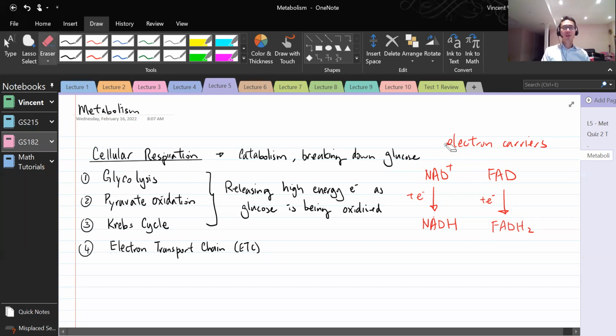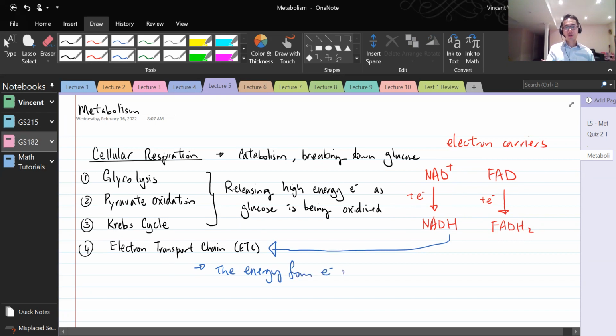Okay. So in the lecture, I said think of these as like taxis. These are like unoccupied taxis, and then the electrons are like the passengers. Once the passenger gets on, it becomes occupied. So where are we taking these electrons? We will be taking the electrons all the way to the ETC, where the energy from electrons will be used to produce lots of ATP.